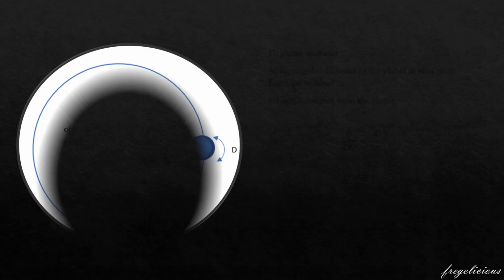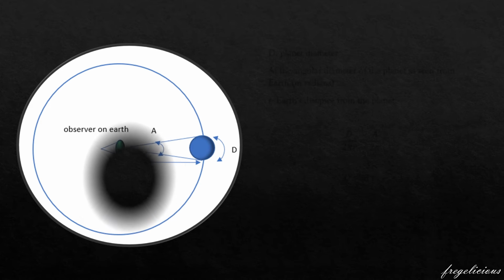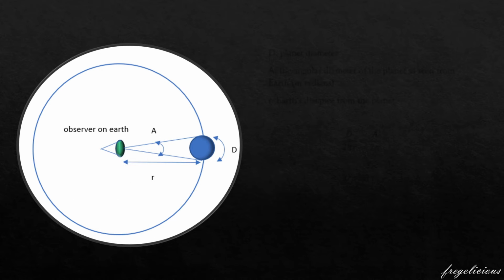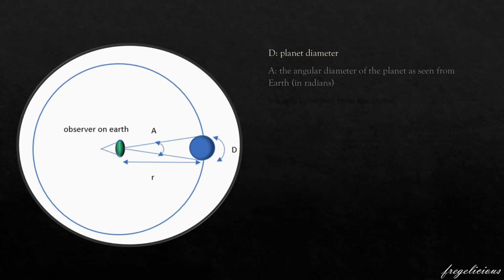Now we are going to measure the volume of a planet. To measure the volume of a planet, we need to measure the diameter of the planet first. The trick is to measure the angular diameter of the planet A, for example. The angular diameter here must be measured in radians, just like the figure. In this figure, D signifies the planet diameter, A the angular diameter of the planet as seen from the Earth, and R the Earth's distance from the planet.